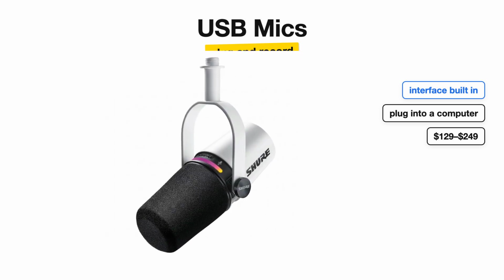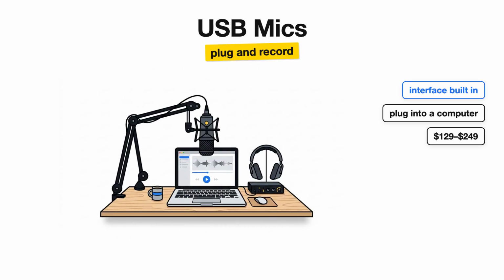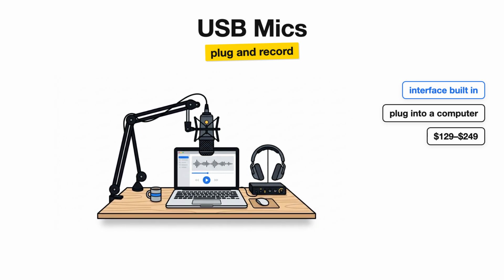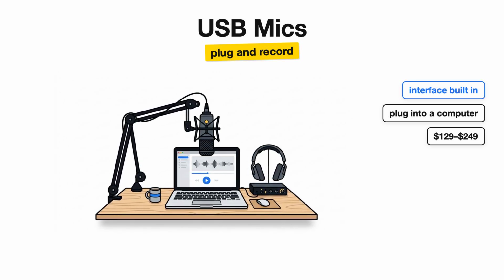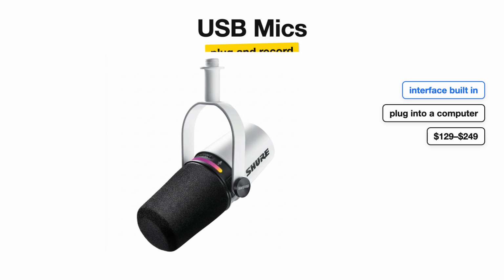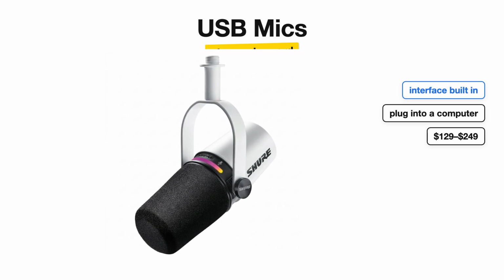The Shure MV7 Plus, the Blue Yeti, the Rode NT USB Plus are all solid USB options in the $129 to $249 range. The limitation: running multiple USB mics on one computer gets complicated fast, because each mic has its own internal clock and they can drift against each other.